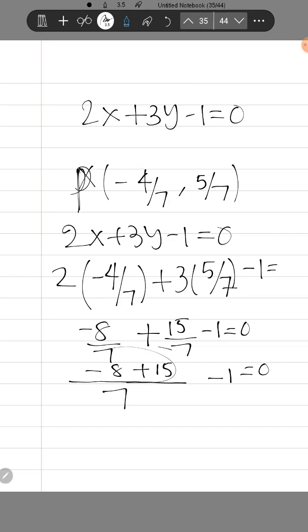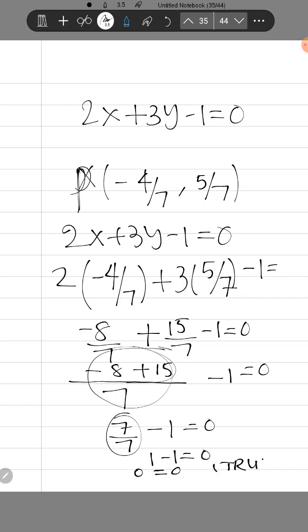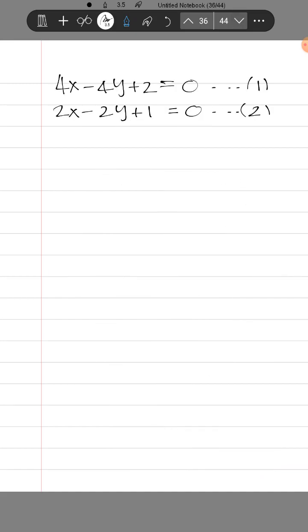Here we have 15 minus 8, which is 7. So on the upper side we have 7 over 7, minus 1 is equal to 0. 7 over 7 is just 1. 1 minus 1 is equal to 0. 0 is equal to 0. This is true. We end up with a true statement, which means it is true that this point is on the graph. This point is on the graph.